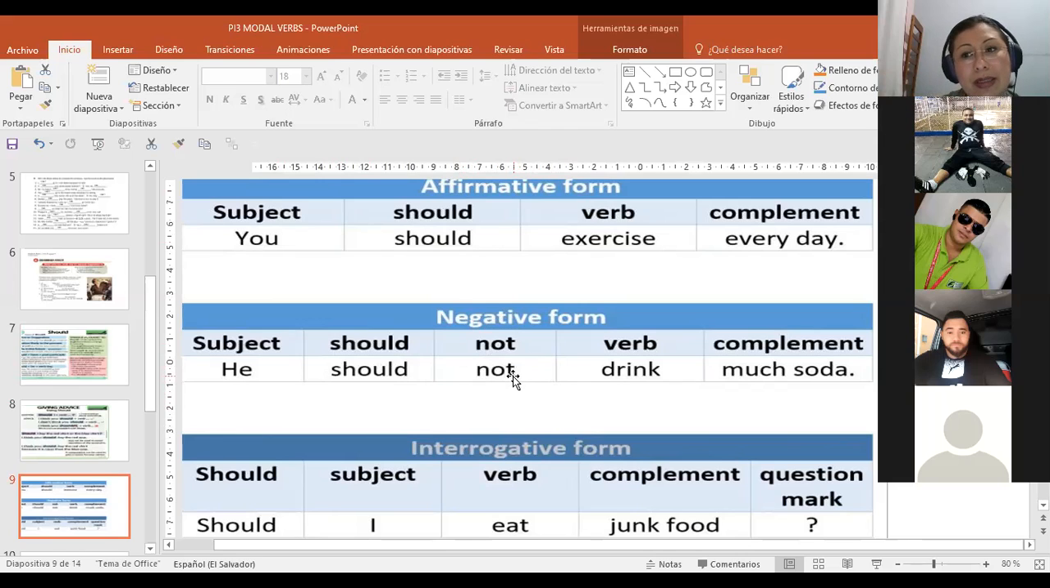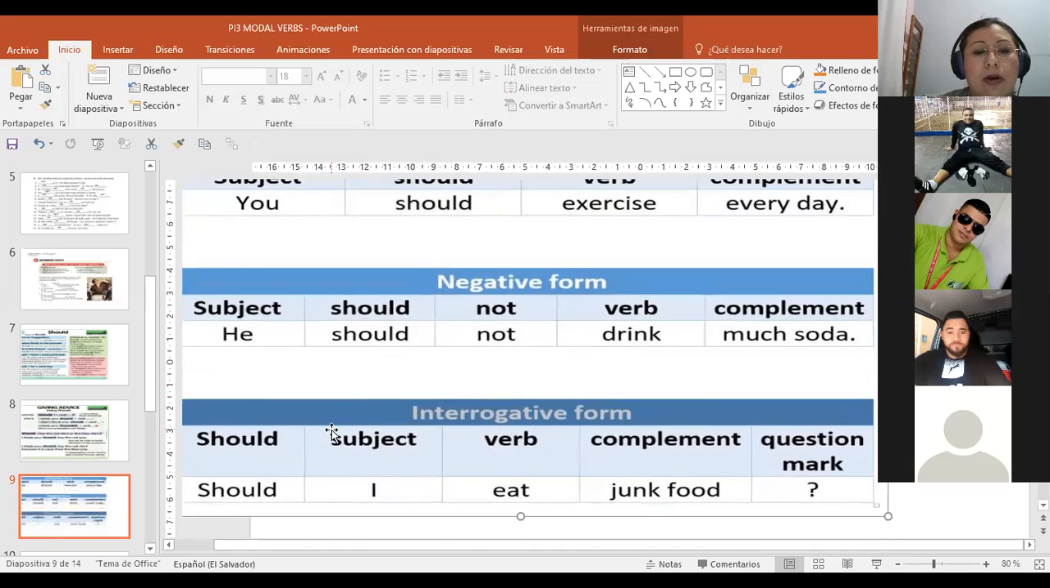Aquí ustedes pueden hacer la unión, ¿verdad? Con la contracción y decir shouldn't en lugar de should not. Vea que sí podemos decir he shouldn't drink much soda, pero lo que no lleva es I think, ¿verdad? Lo que no tienen que hacer es mezclar el I think con should not. Pero en este caso dice he should not drink much soda. Él no debería tomar mucha soda.